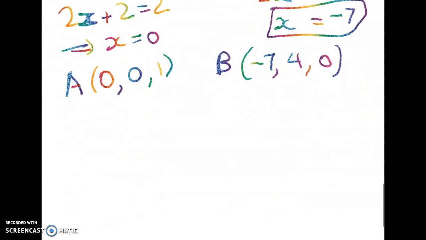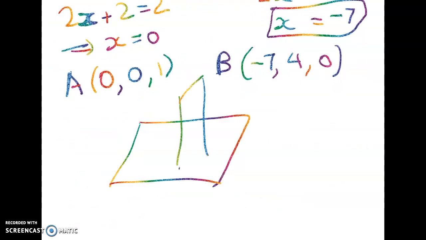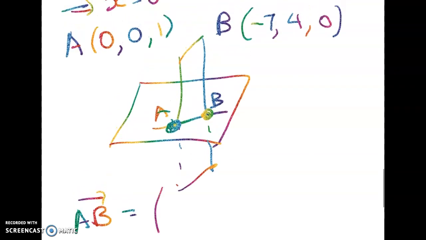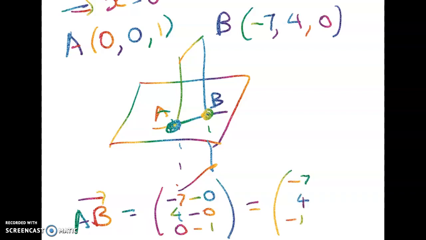So we've got our 2 points. So going back to that terrible picture, here's my plane. The intersection line has got these 2 points on it. So to give the equation of that line, I just have to get the direction vector from A to B, or from B to A. It doesn't matter, but let's go from A to B. So the direction vector will be negative 7 minus 0, 4 minus 0, 0 minus 1, which gives me negative 7, 4, and negative 1.